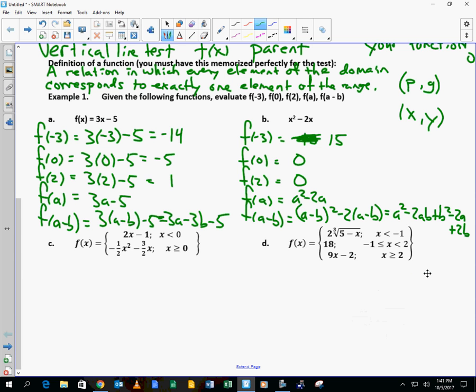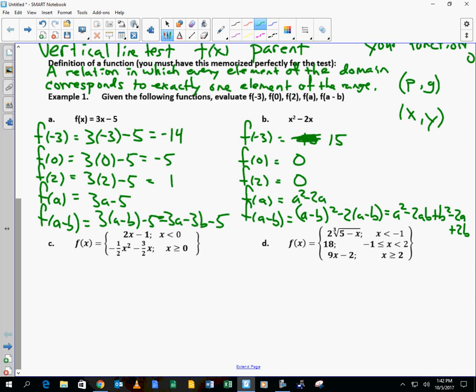Okay, here we go. Any questions on those? 15, 0, 0, a squared minus 2a, and then a squared minus 2ab plus b squared minus 2a plus 2b. Any questions on those? Okay, so you practiced that before, haven't you? And you have a reference for your learning there.